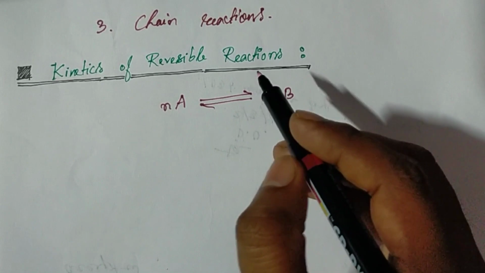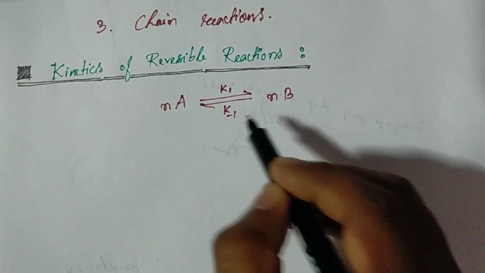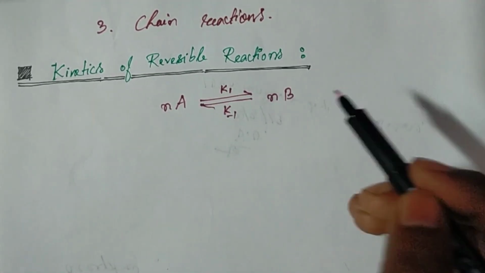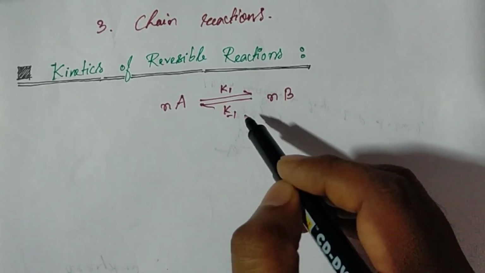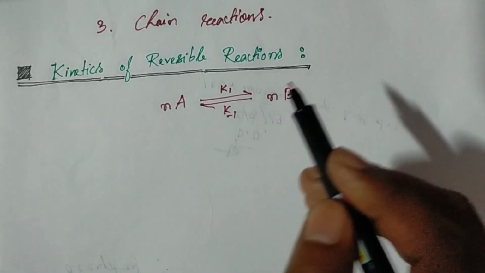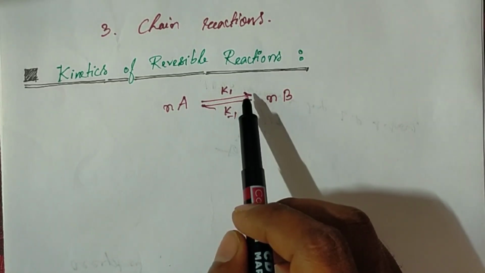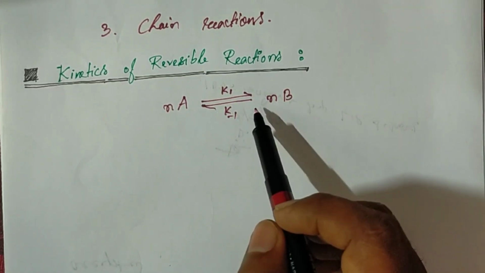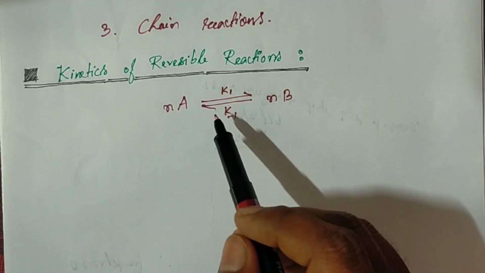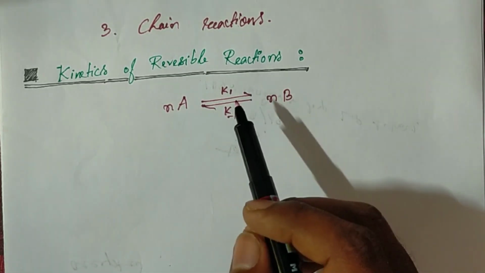So we will write here k1 and k minus 1. k1 is the rate constant for the forward direction and k minus 1 is the rate constant for the backward direction. In a reversible reaction, if the rate of the forward reaction is much higher than the rate of the backward reaction, then this kind of reaction will act as a straight, or one-step, reaction.